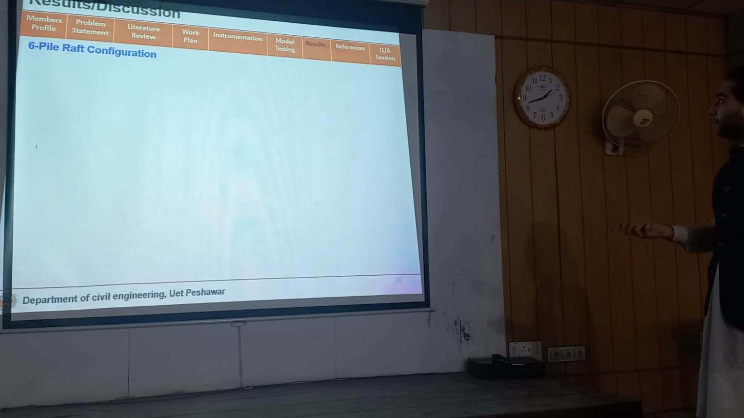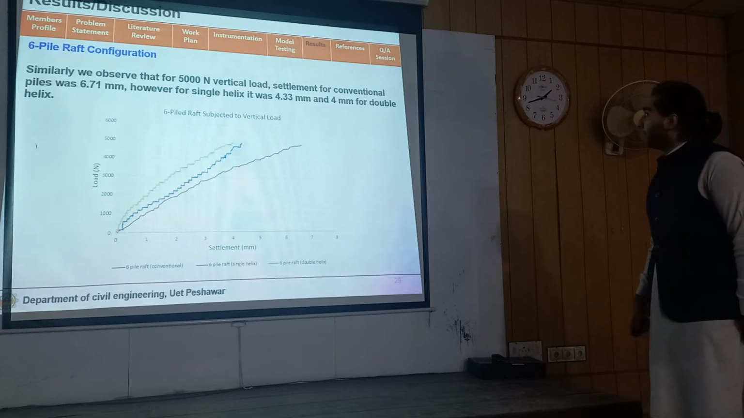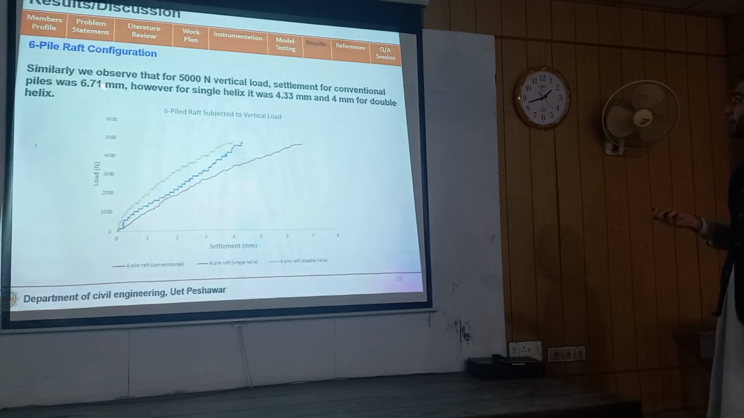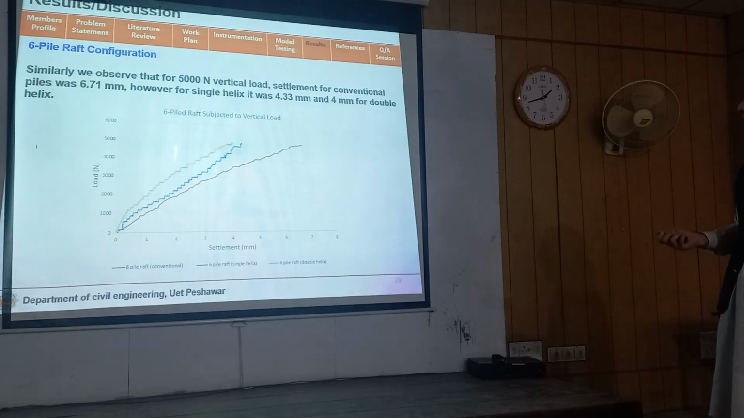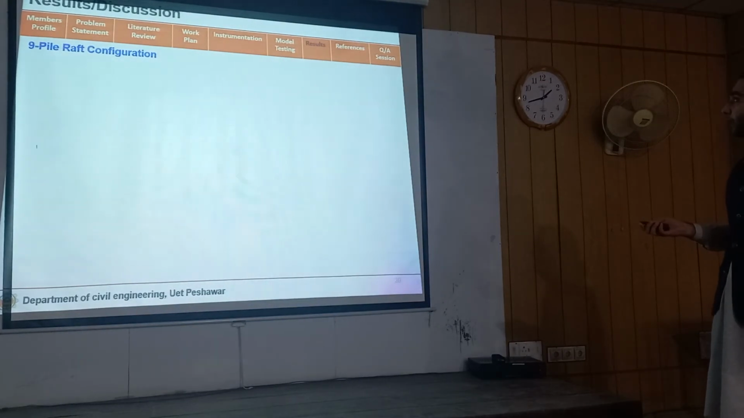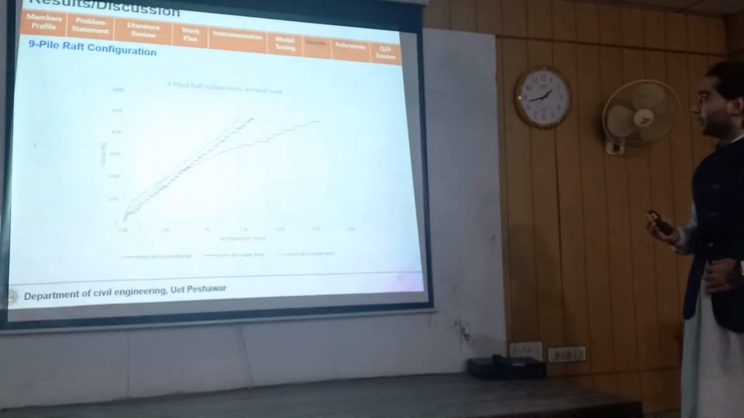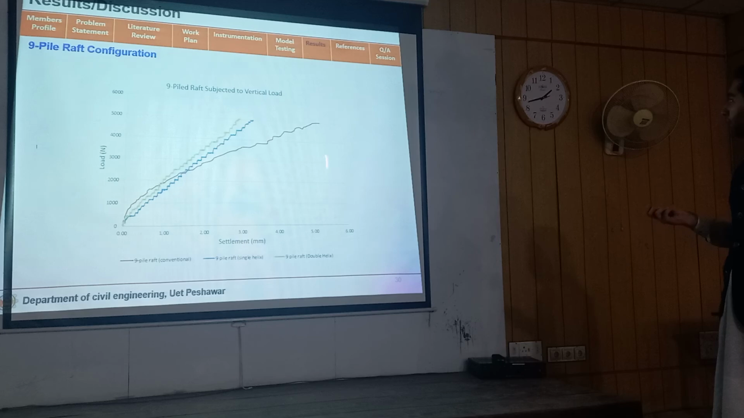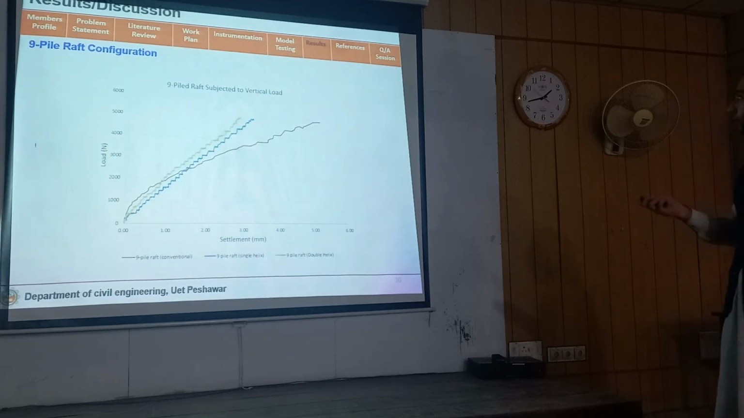In case of the 6 pile configuration, again, we did the same procedure, and for 5,000 Newton vertical load, you can see the corresponding reduction. There was 6.71 millimeter settlement for conventional piles, 4.3 millimeters in case of single helix, and 4 millimeters in case of double helix. Similarly, for the 9 pile configuration, we had the same observation that by adding the helix, the settlement reduces. In case of conventional it was around 5.3 millimeters, then when we used single helix, it reduced to 3.3 millimeters, and in case of double helix, the settlement was around 3 millimeters.